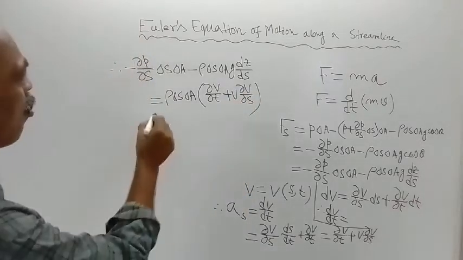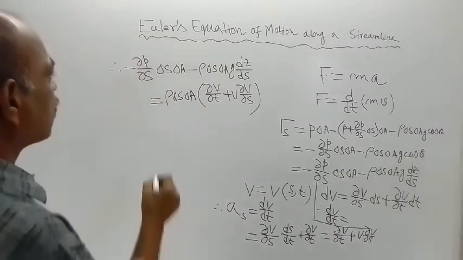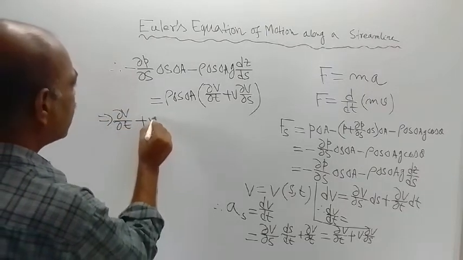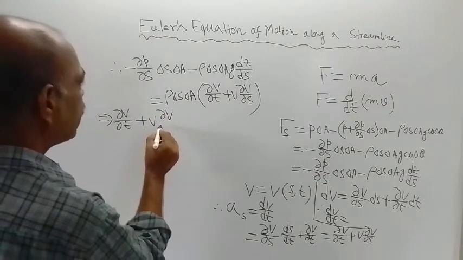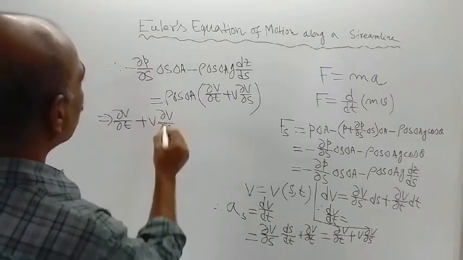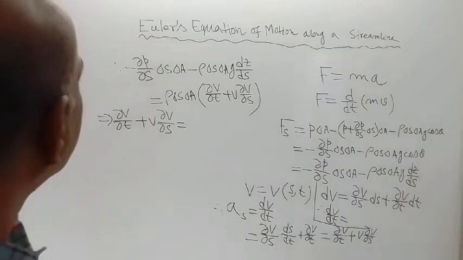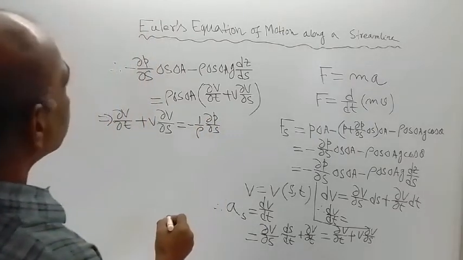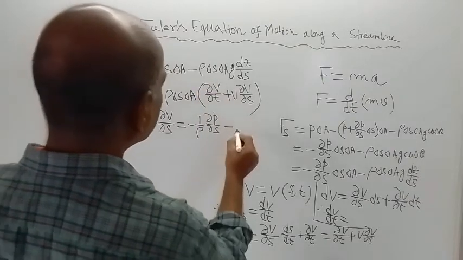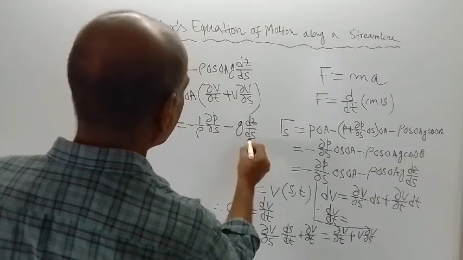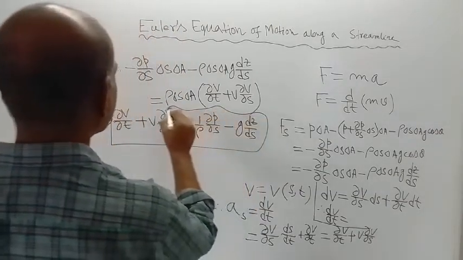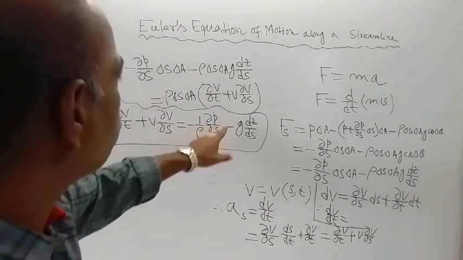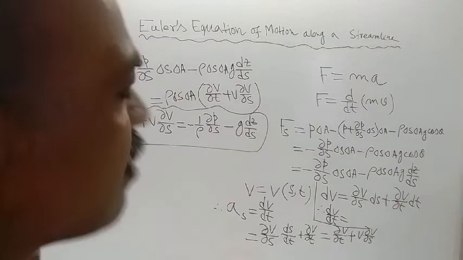Now you divide both sides of this equation by rho delta s delta a. So what you are getting? ∂v/∂t plus v ∂v/∂s on the left, and on the right-hand side you are getting minus 1 by rho ∂p/∂s minus g dz/ds. So this is the resulting equation: ∂v/∂t plus v ∂v/∂s is equal to minus 1/rho ∂p/∂s minus g dz/ds.